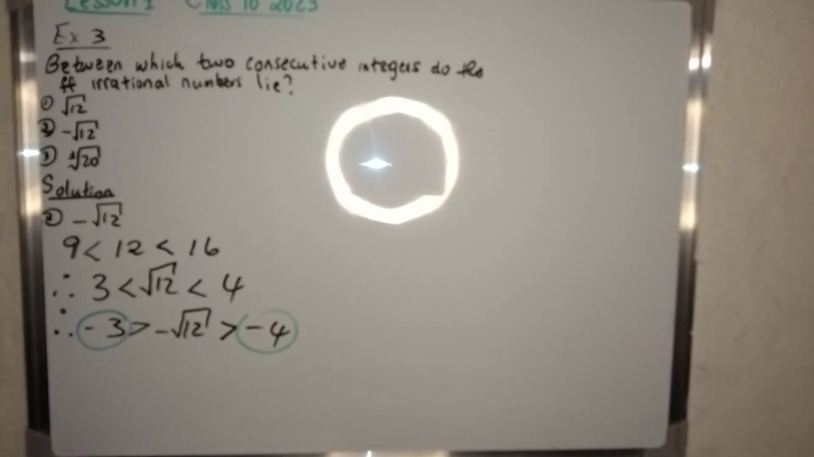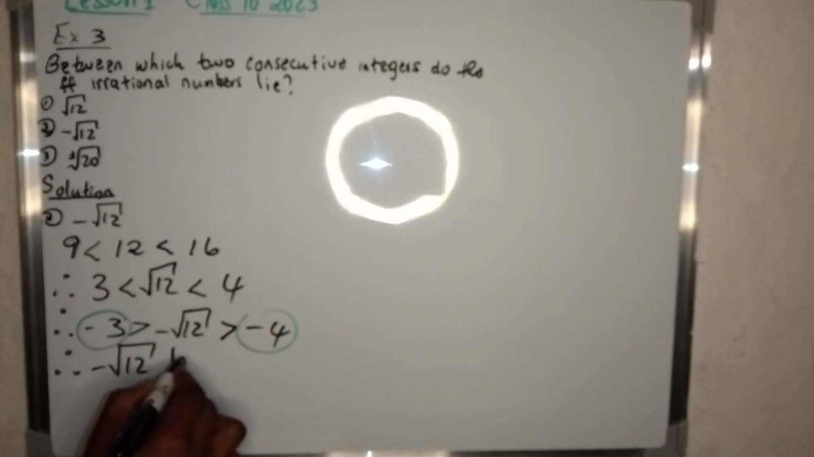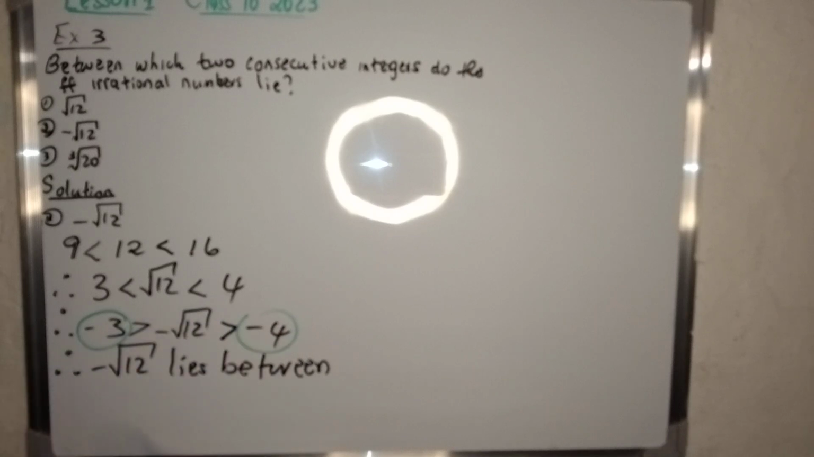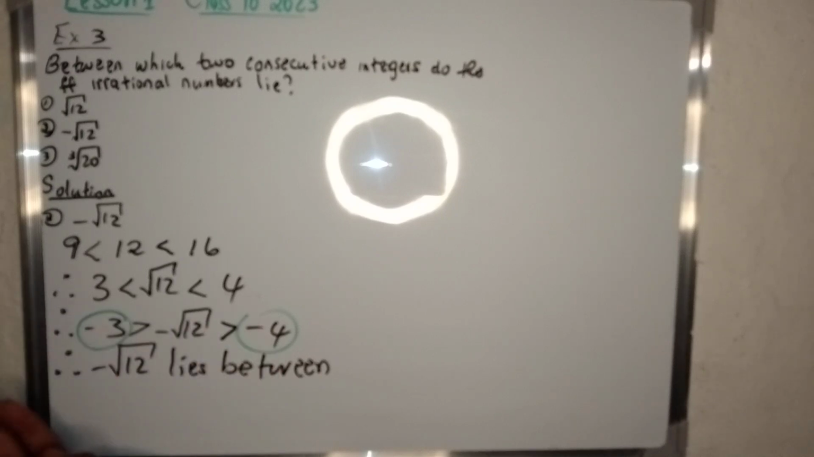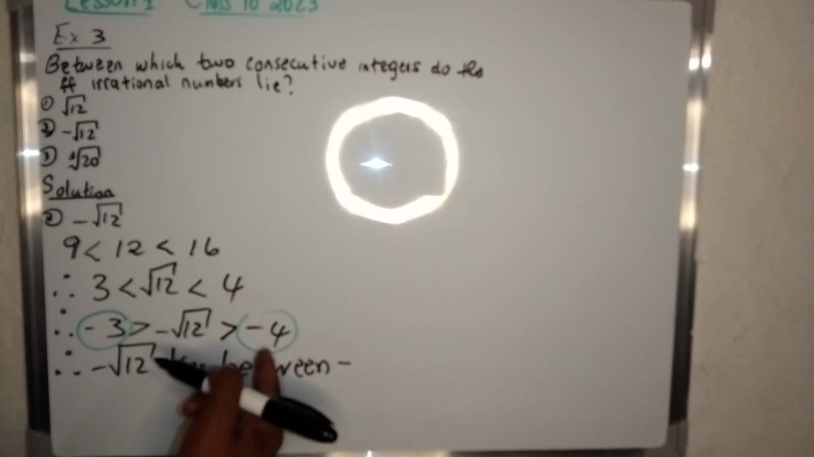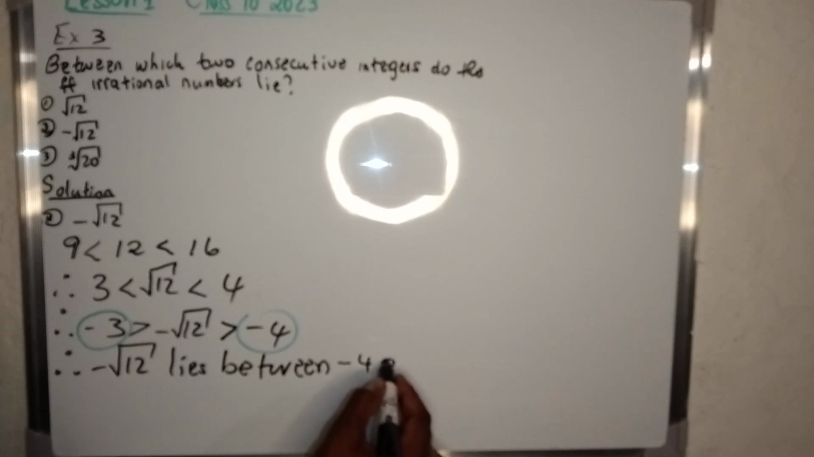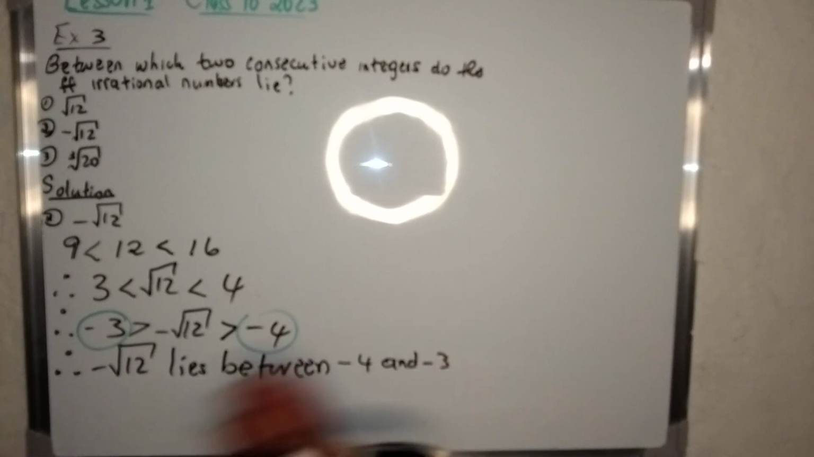Okay, so now we conclude by saying, therefore negative root 12 lies between. So guys, please make sure that when you write these two consecutive integers, you start with the smaller one. Which one is smaller than the other one? There is minus 4, there is minus 3. Definitely minus 4 is less than minus 3. Okay, minus 4 and minus 3. So you start with the smaller one and the bigger one.